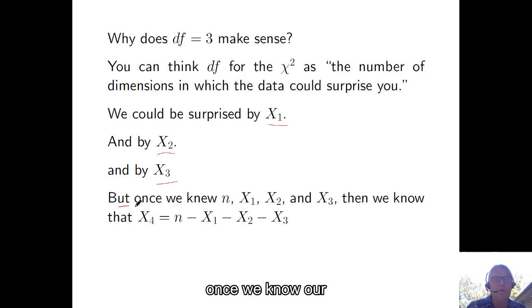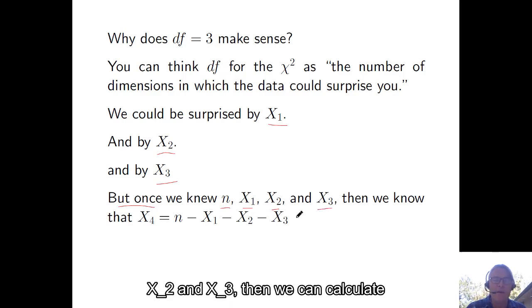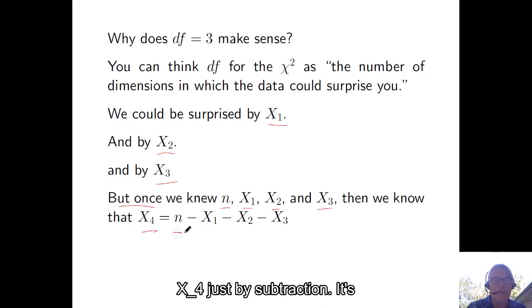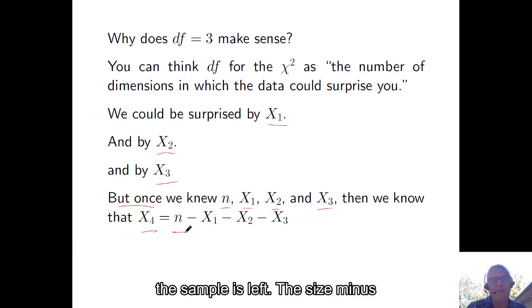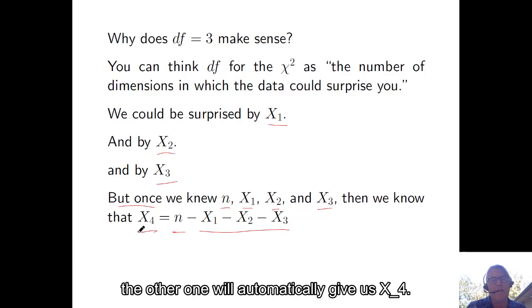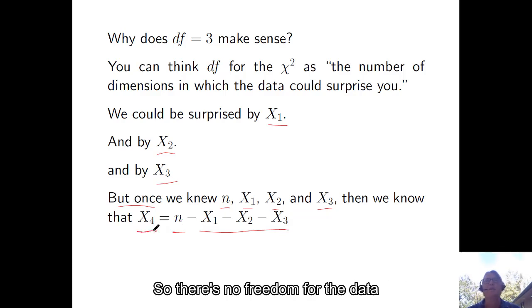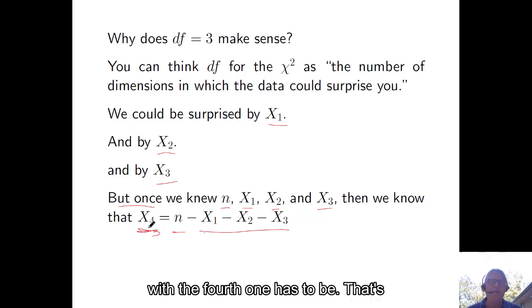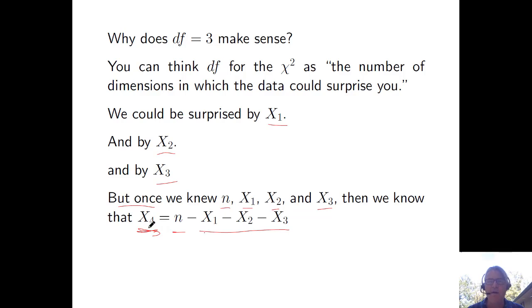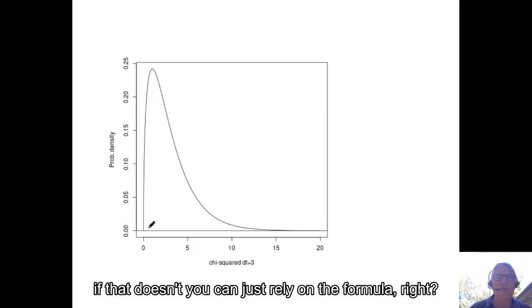But once we know our sample size and x1 and x2 and x3, then we can calculate x4 just by subtraction. It's going to be however many of the sample is left, right? The sample size minus the other ones will automatically give us x4. So there's no freedom for the data to surprise us a fourth time, in some sense. We can calculate what the fourth one has to be. And so that's why the degrees of freedom here is 3. Hopefully that makes some sense. If that doesn't, you can just rely on the formula.